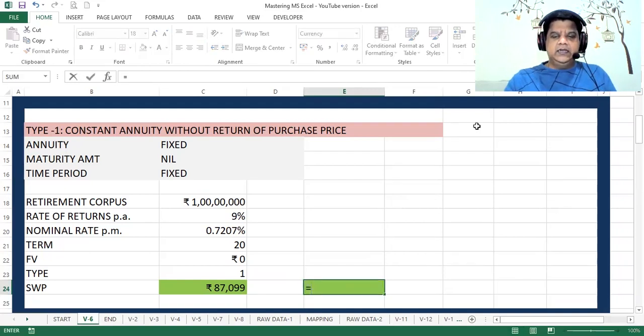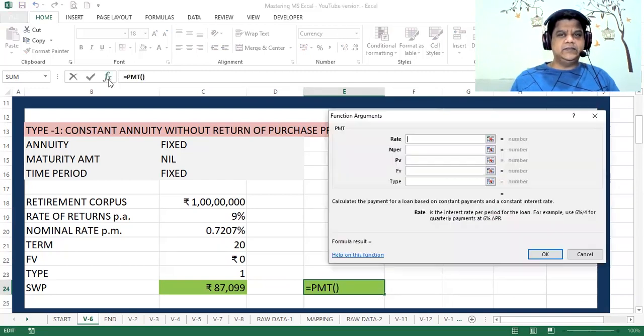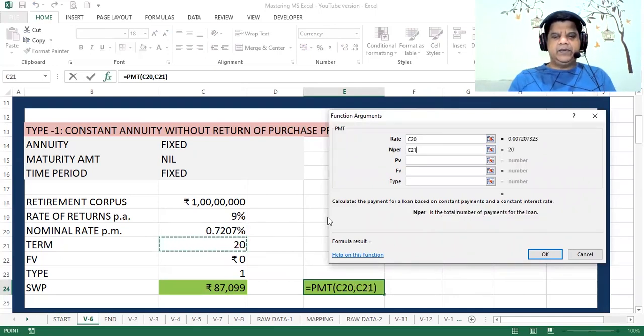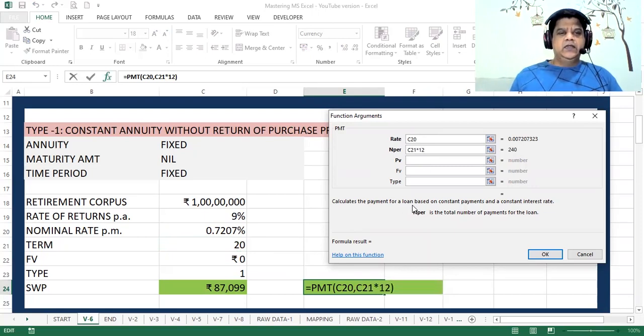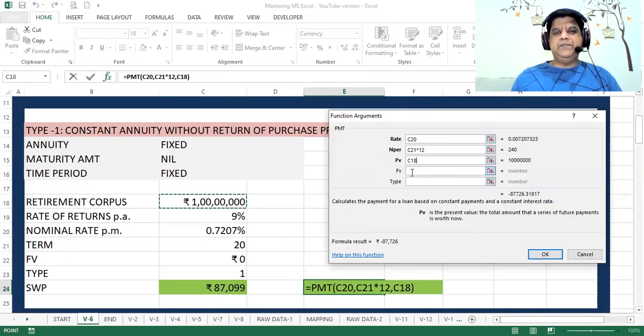Let's calculate this. We need to calculate PMT here. Click on FX. The rate is given to you as this. This is the per month rate. NPER is given to you as 20, so you'll multiply it by 12 immediately. The present value is given to you as this amount. Now I will be paying the present value to the annuity company, or here to the AMC. The type is going to be 1. So I've done all the calculations.